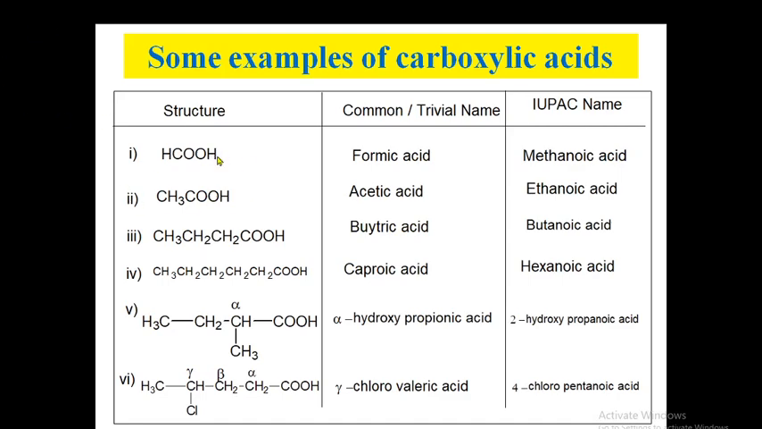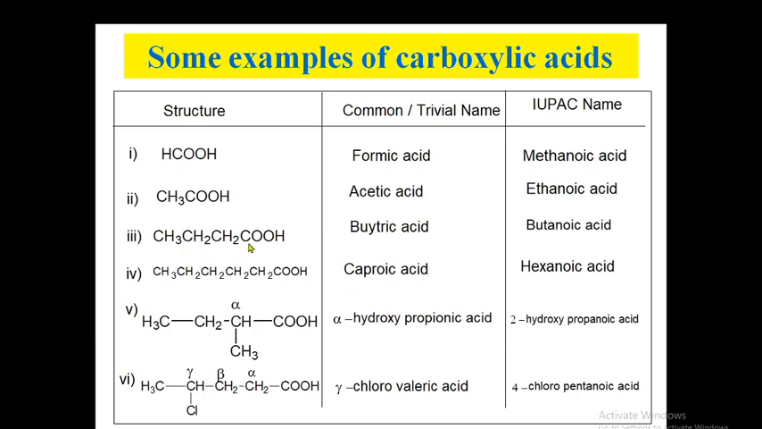Suppose you have this one. First member, common name we have already seen: formic acid, and the IUPAC name is methanoic acid. If you have a second member, with two carbons, acetic acid is the common name, and the IUPAC name is ethanoic acid, as two carbons are there.